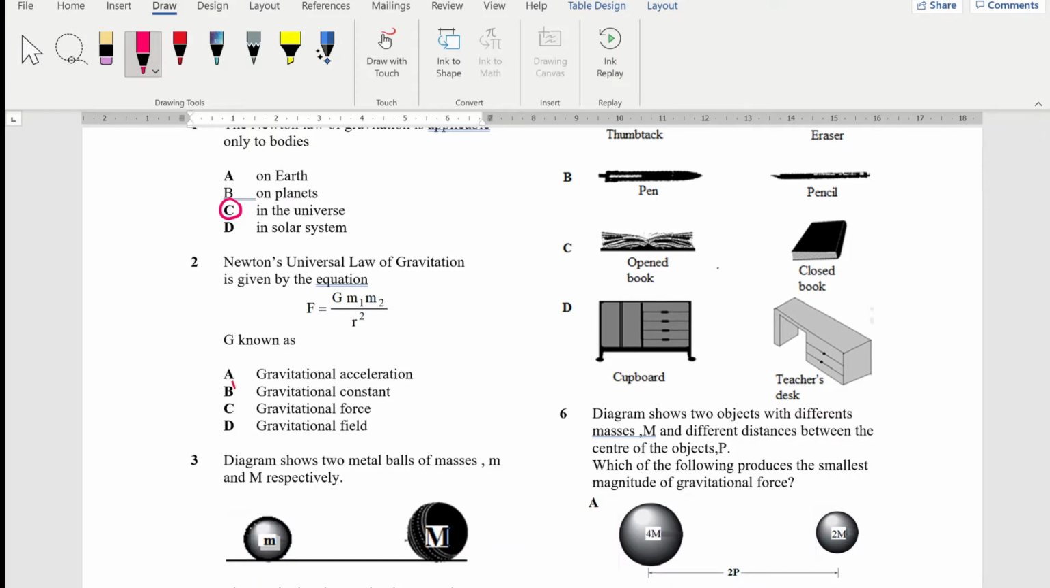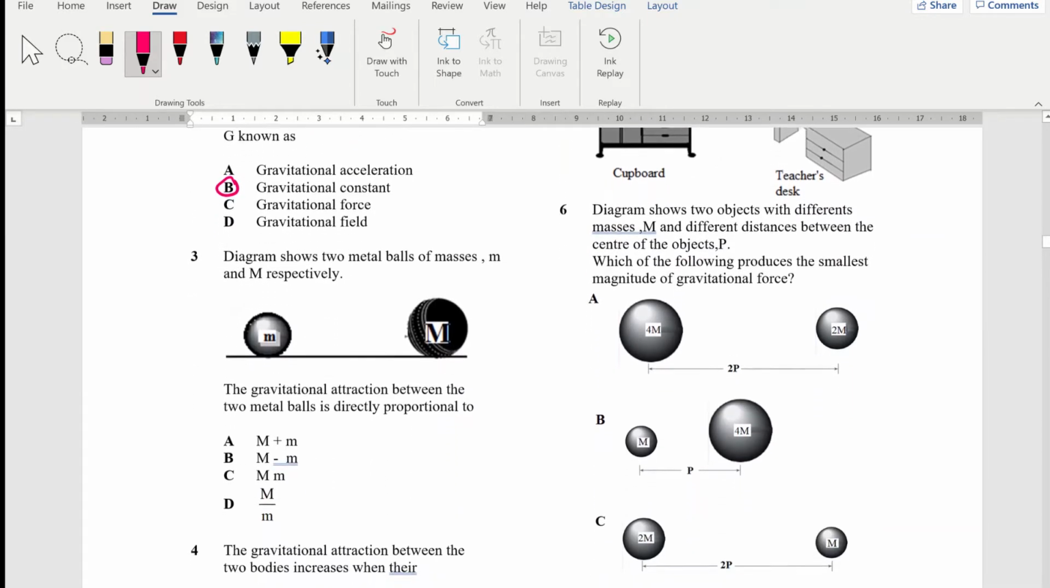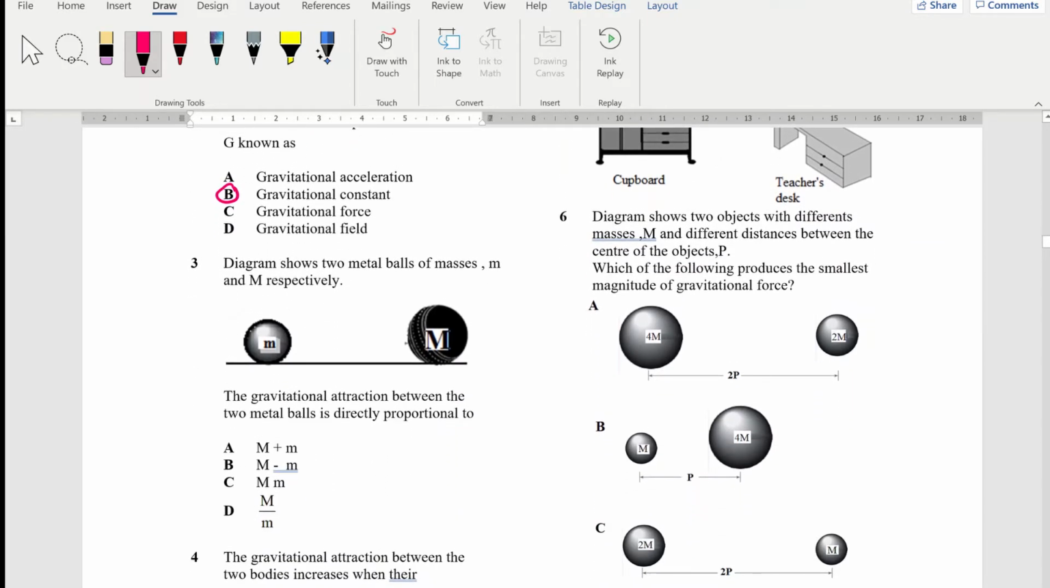Okay, number 2, Newton's universal law of gravitation is given by the equation, G is known as, of course, the gravitational constant. Number 3, diagram shows two metal balls of masses m and m respectively. The gravitational attraction between the two metal balls is directly proportional to. Okay, so formula dah ada kat atas, sama je. G m m over r squared, therefore directly proportional to m times m lah.